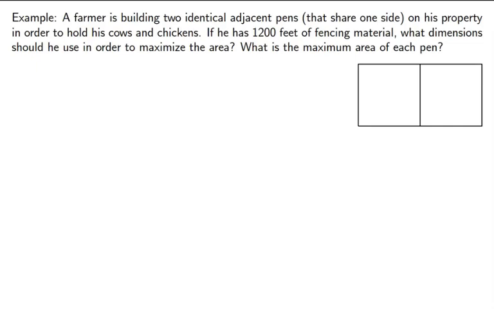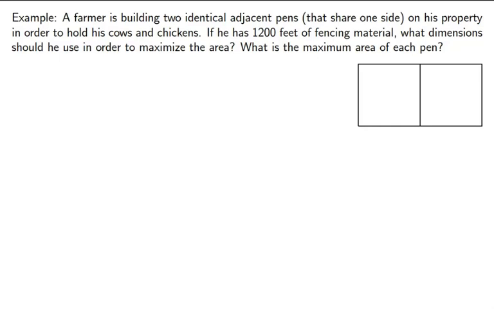So what we have is two identical pens that share one side, and we have 1,200 feet of fencing material to build this pen. We've got two pens together. What can we do to maximize the area of each pen in this setup? A rather simple example, but you can see that something like this might be a decent idea. If you want to make the largest pen that you possibly can with a certain amount of fencing, do a little optimization.